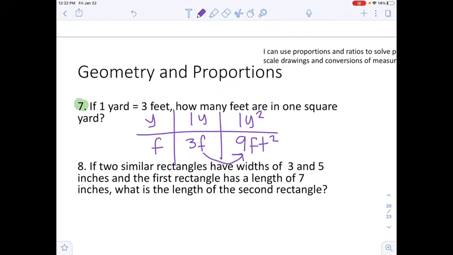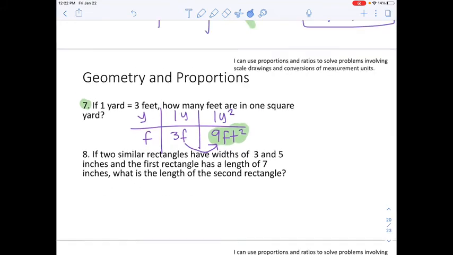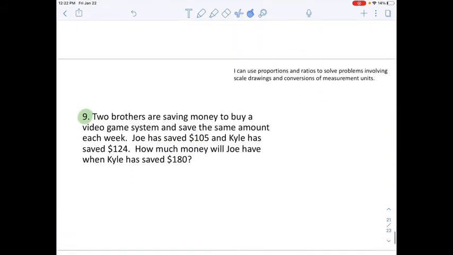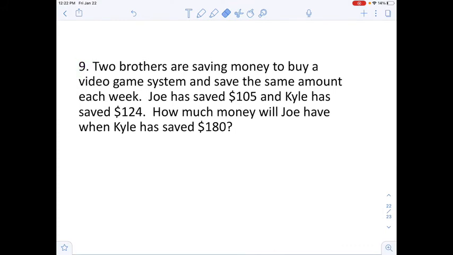Okay, so again, 1 yard times itself is 1 yard squared. 3 feet times itself is 9 feet squared. So our answer is 9 feet squared. And then the last problem on your notes, it says 2 brothers are saving money to buy a video game system and save the same amount each week. We know since they've saved the same amount, this is going to be proportional. Joe has saved $105 and Kyle has saved $124. How much money will Joe have when Kyle has saved $180?